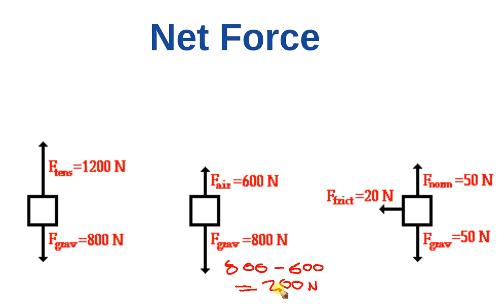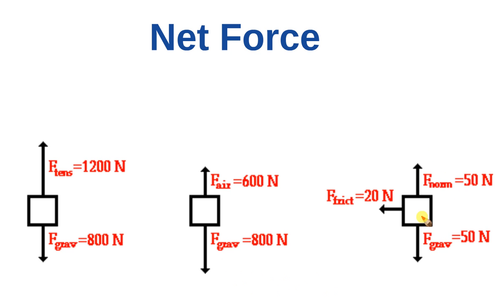Alright, and which direction is this? Well, because the force downwards is the bigger one, this is 200 newtons downward. So it's important to remember here that forces have both a size and direction. We should technically always be including the direction of the force.